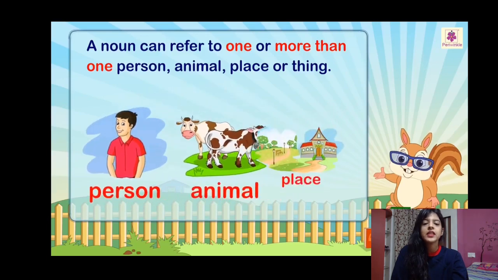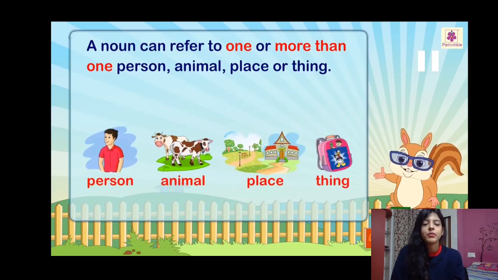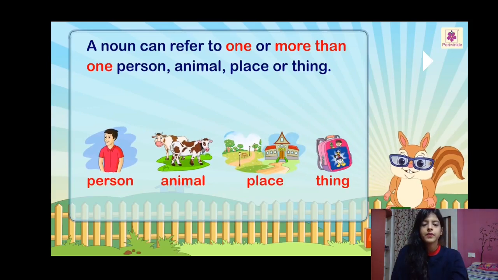Here you can see a person, animal, place and thing. These are only one. That means they are singular nouns. You can see only one person, one animal, one place and one thing. So one is only called singular. That means it is single. Okay.